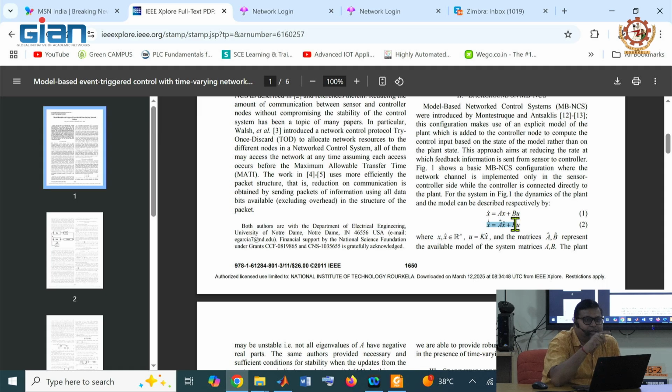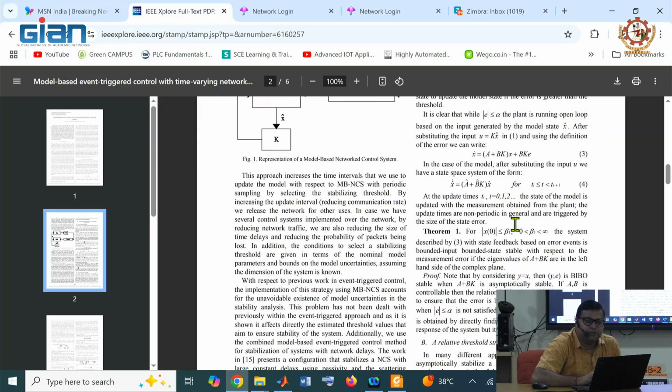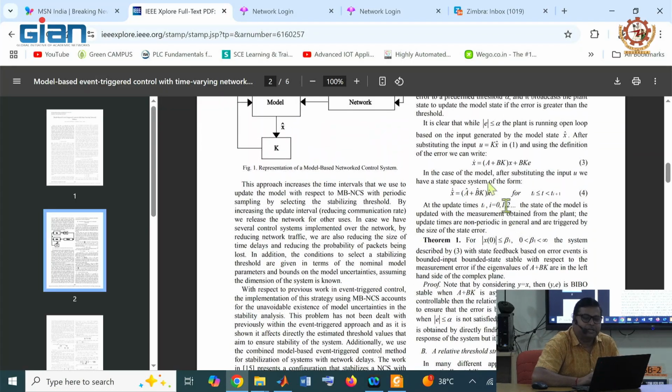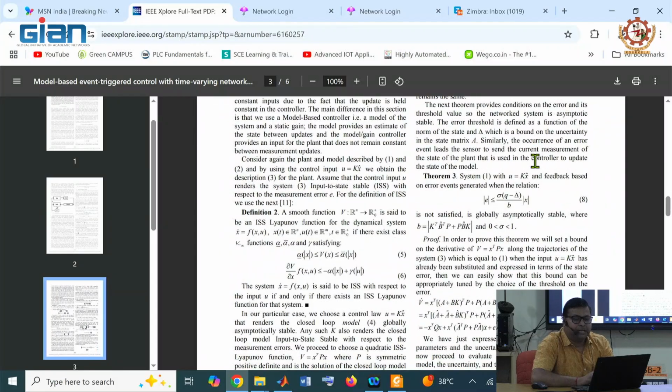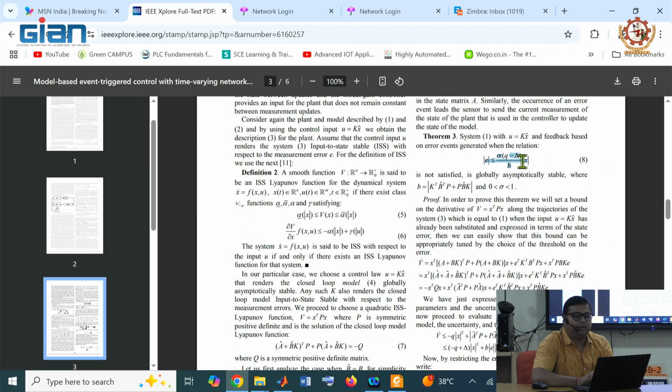So you have to define a condition that my error must grow to that much level. Here, in a similar way to what I have discussed, they find the system in terms of that error. Once this error is found, they try to find a condition on the error, which is the stabilizing condition or the event triggering condition, and if it is violated, then you do the triggering.